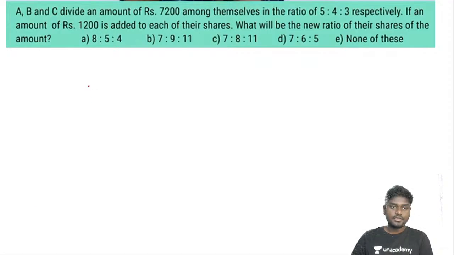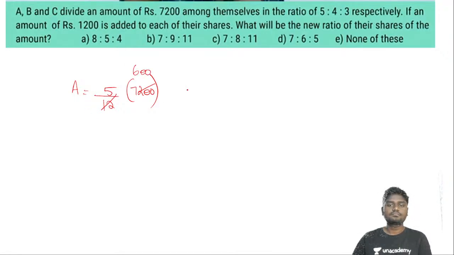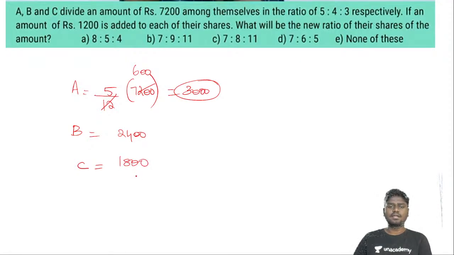Start doing this, guys. You have A, B, and C, and they divide an amount of rupees 7,200. So simplify what is the share of A first. It is nothing but 5 by 12 of 7,200, and this goes exactly 600 times 5. So the share of A is 3,000. In the same way, if you find the share of B, you go 600 into 4, 2,400. And the share of C, you get 600 into 3, it is 1,800. That's it. Is that clear, everyone?